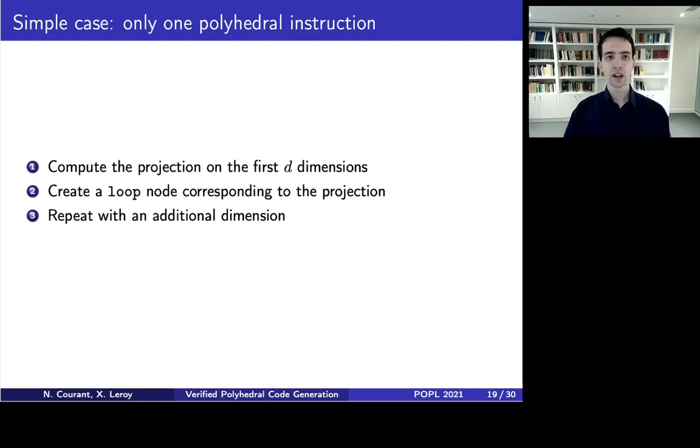We will first see how to generate code in this language in the case of only one polyhedral instruction. To do that, we first compute the projection of the polyhedron on the first d dimensions. Then we create a loop node corresponding to this projection, and we repeat with an additional dimension.